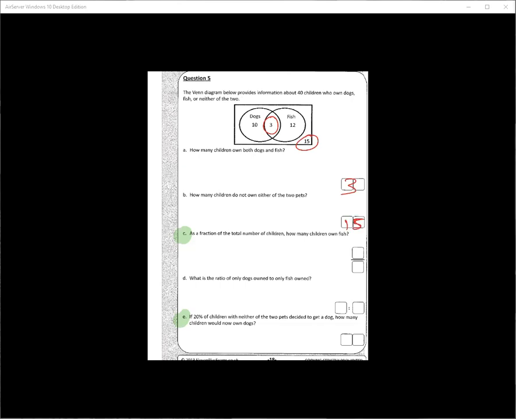15. And C, as a fraction of the total number of children, how many children own fish? So first of all, how many children are there altogether? 40. So how many of them have a fish? 12. Okay, now there's 12 that own a fish, and there's another 3 that own a fish and a dog. So they still own a fish. So you must add them up. So the answer is 15 over 40. Can you simplify that for me, please? 3/8. So what do you divide them by? You divide by 5.